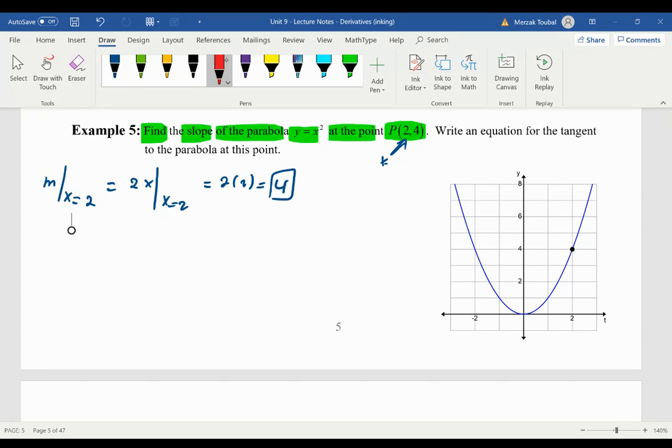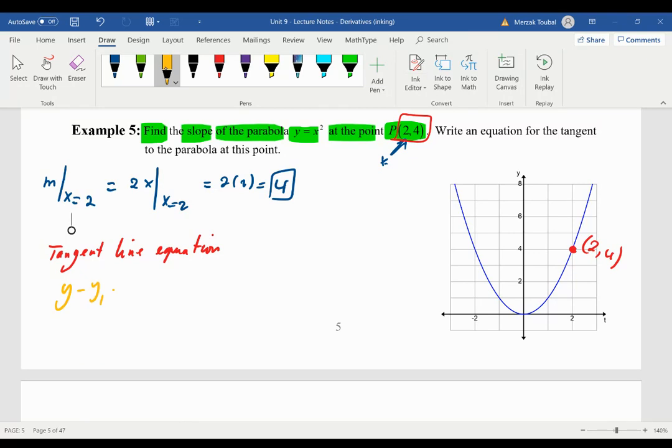I have the slope and I have the point, which is (2, 4). So now what do I need to write the equation of a line? I need the point and the slope, and I have this information. So I'm going to say tangent line equation. Let's use the point slope form.